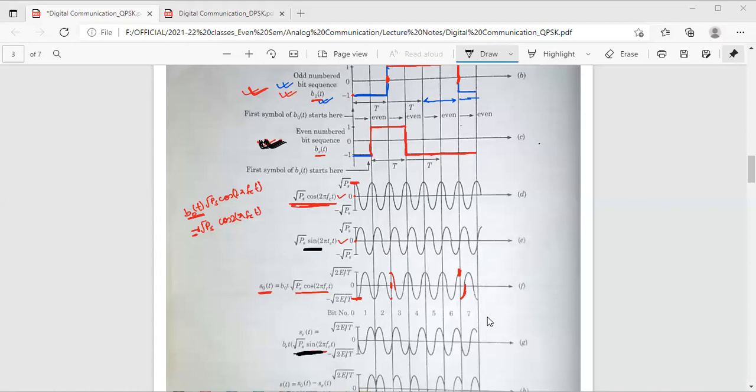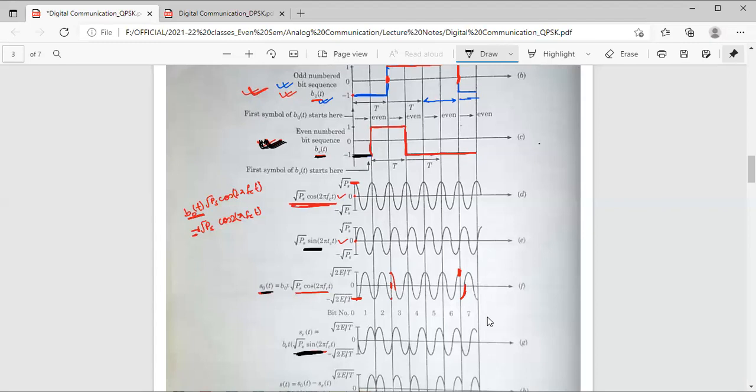OK, so we have just seen how the odd part is obtained. Now we have to see the even part. For the even part we need the even-numbered bit sequence, b_e(t), and this will get multiplied with the sine 2πf_ct. For the first bit period, you can see that here it is -1, so here we will have a sign, so we will have minus.